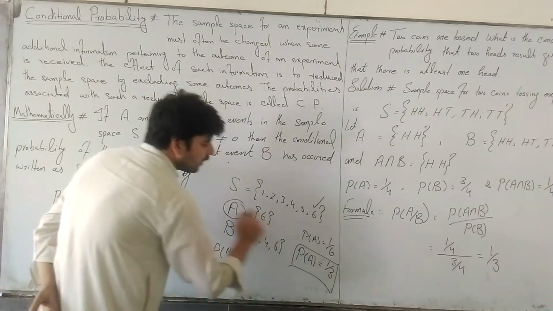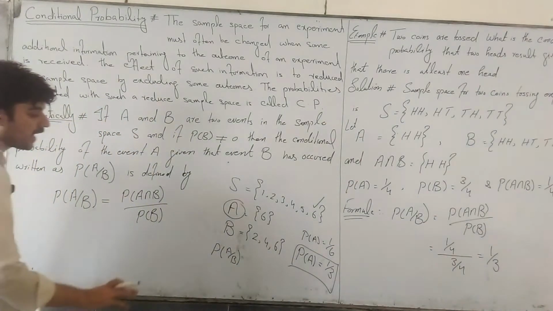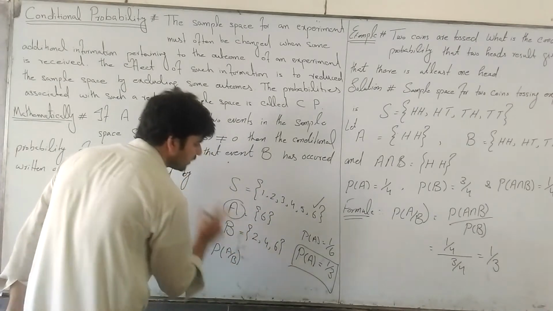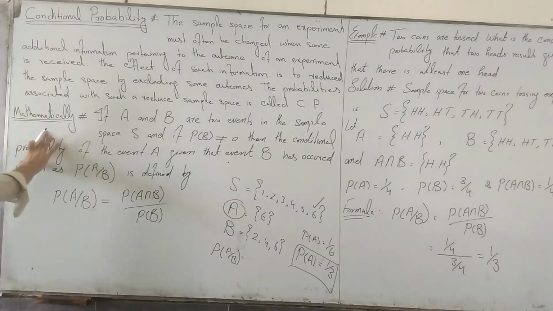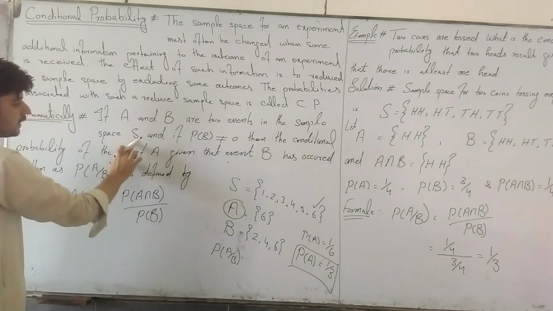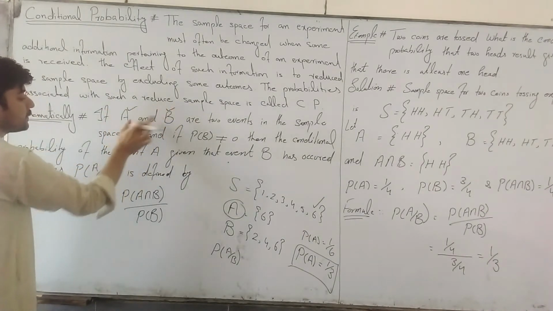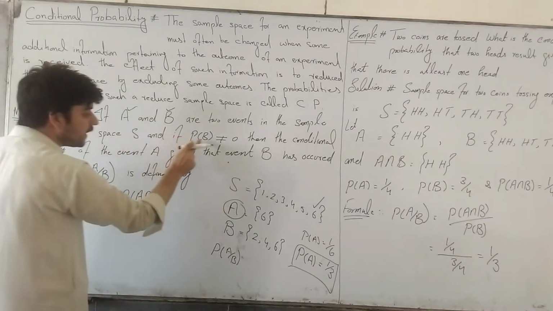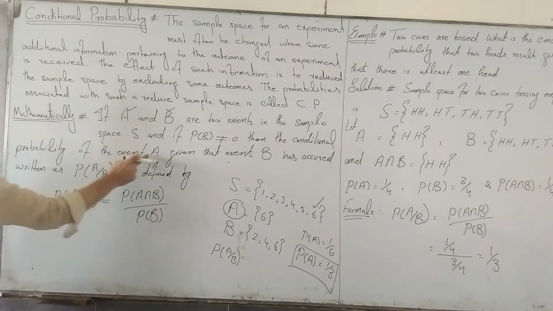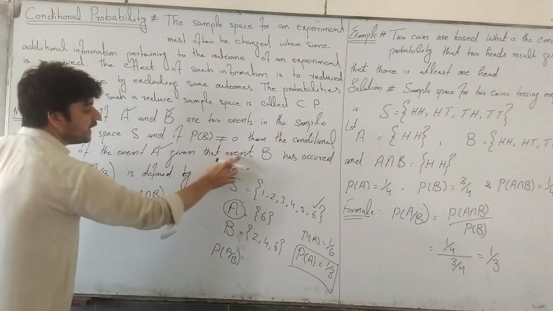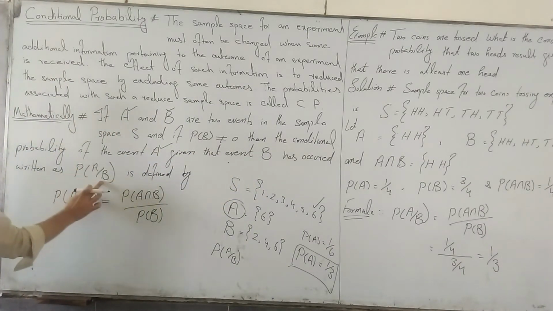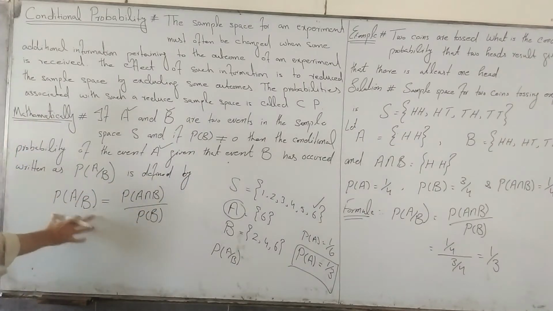This is called conditional probability because we find the probability of A not on the basis of S but on the basis of set B. Mathematically, if A and B are two events in the sample space S, suppose A and B are two subsets of set S, if probability of B is not equal to 0, then the conditional probability of the event A given that event B has occurred, written as probability of A given B, is defined as this one.